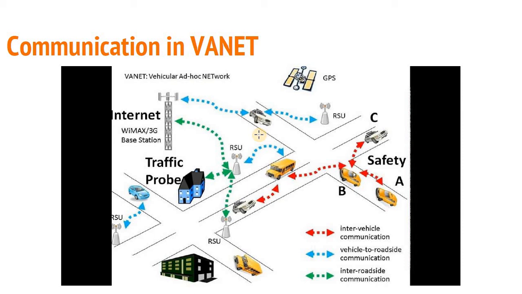Then the vehicle to roadside communication. In the vehicle to roadside communication, two entities are involved. The first one is the vehicle itself, and the second one is the roadside unit. So this roadside unit will directly communicate with the base station in order to provide the connectivity with the internet to the vehicle.